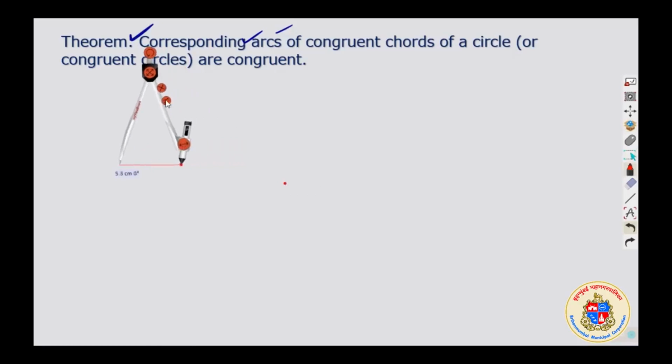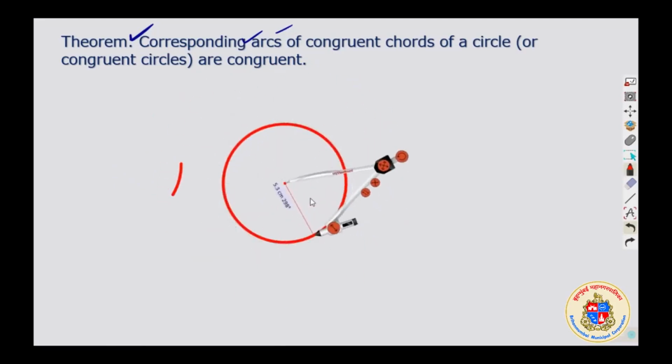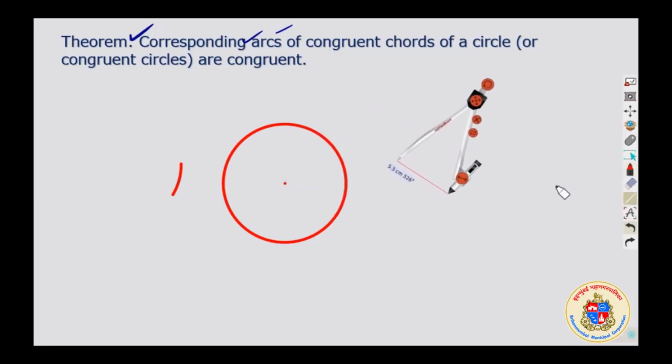This is my compass, and I keep the compass here and I am drawing the circle. You need to have congruent chords inside this. To draw congruent chords, I need a line segment here. Let it be a chord of 6 centimeters. One chord is drawn. Another chord I will draw here. It should be 6 centimeters again.